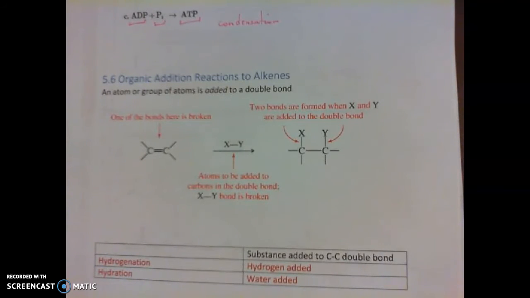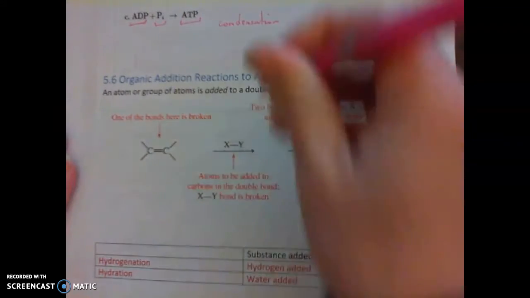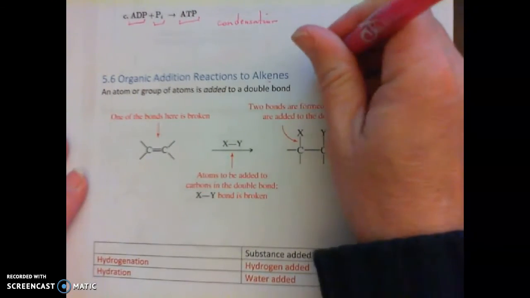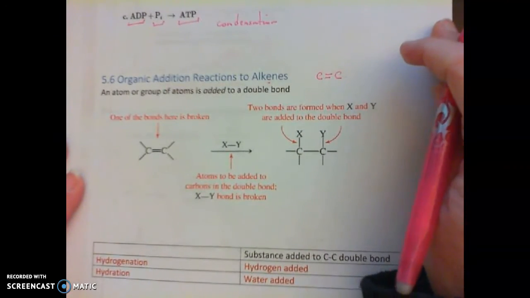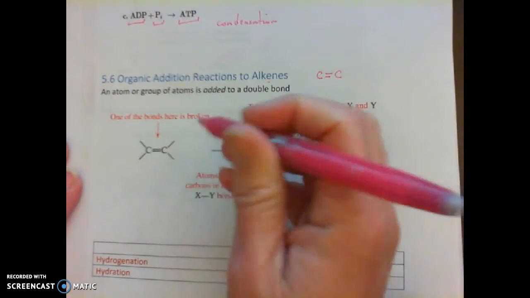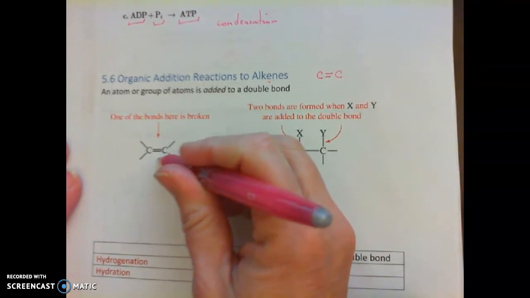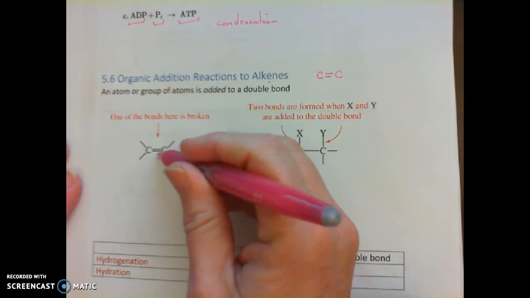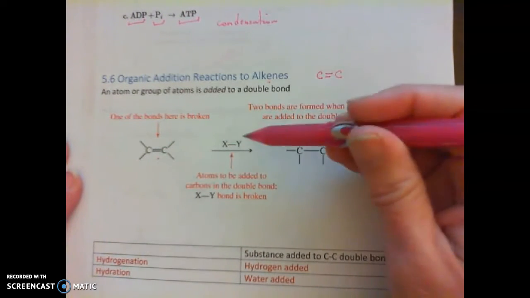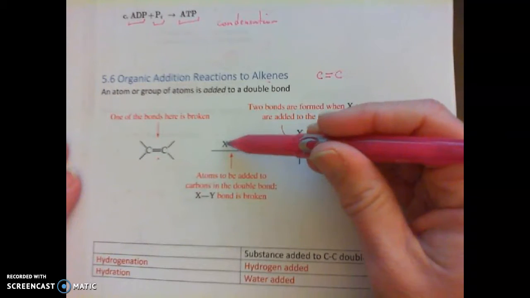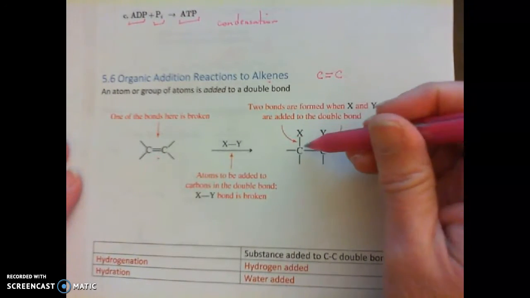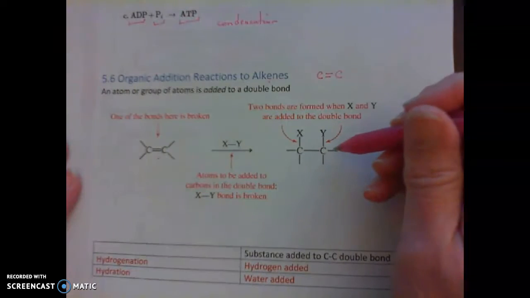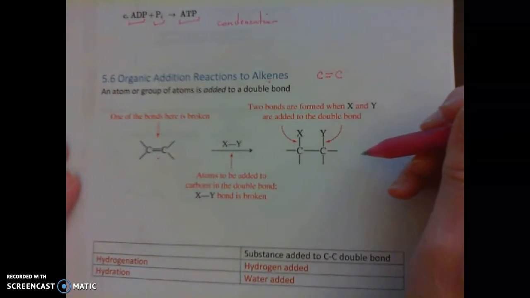So let's move on to the organic addition reaction to alkenes. You'll remember that alkenes with an E means that we've got a carbon-carbon double bond. So what we're going to do here is that in our carbon-carbon double bond, one of these bonds is going to be broken, and we're going to add our compounds, whatever it is, X and Y in this case, to the two carbons, and we'll end up with this structure right here.